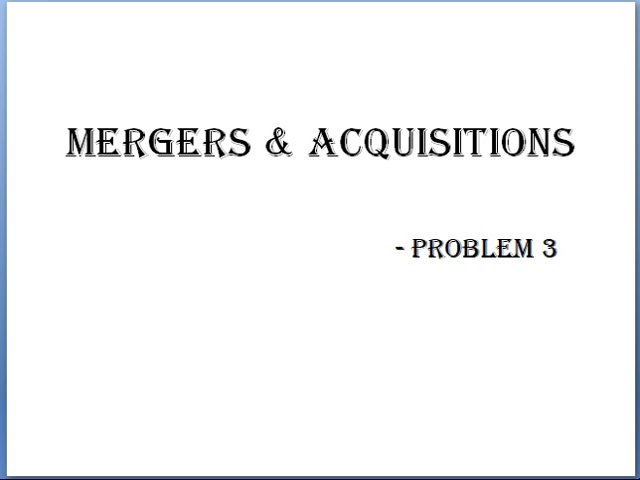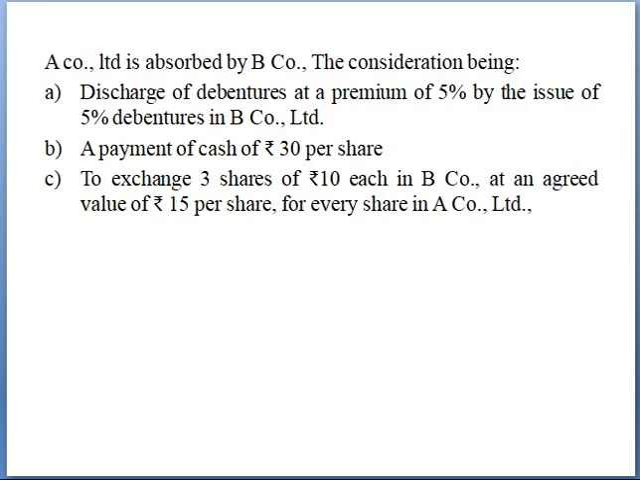Dear students, today we are going to do another problem under mergers and acquisition. This is sum number 3 under the same method in the nature of purchase. The question is A Limited is absorbed by B Limited, which means A company is absorbed. So the transferor company is A Company Limited and B is the purchasing company, and the purchase consideration is being.